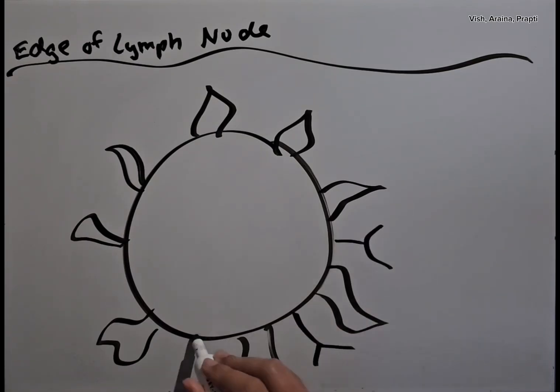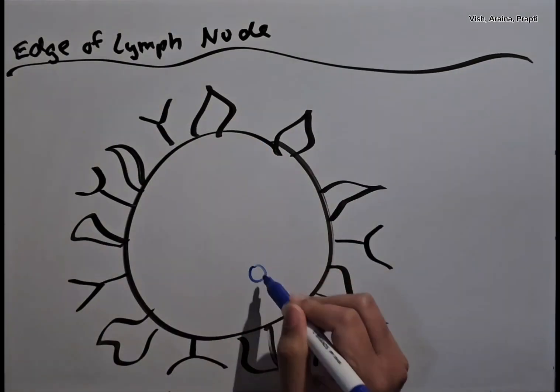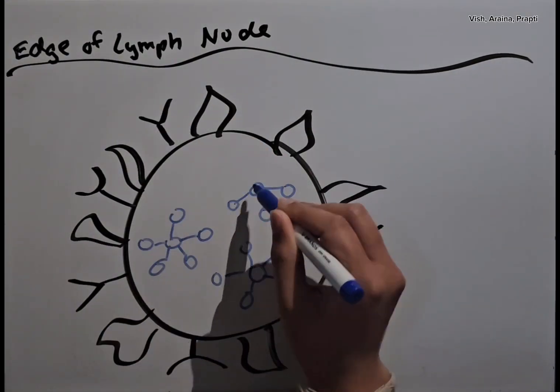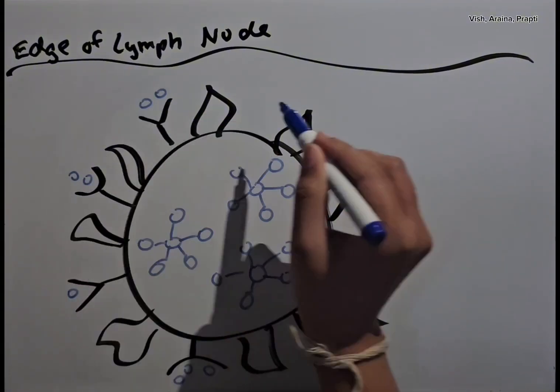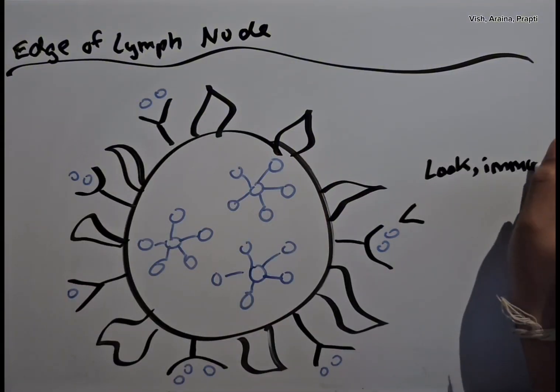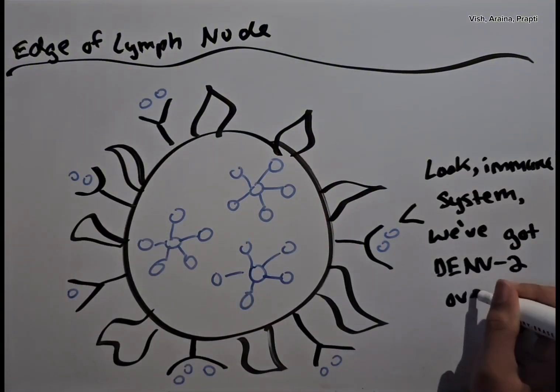DenV2 is now taken up by a dendritic cell at the edge of a lymph node. The dendritic cell displays DenV2 antigens on its surface and signals to the rest of the immune system that a new pathogen is present. This initiates the adaptive immune response.